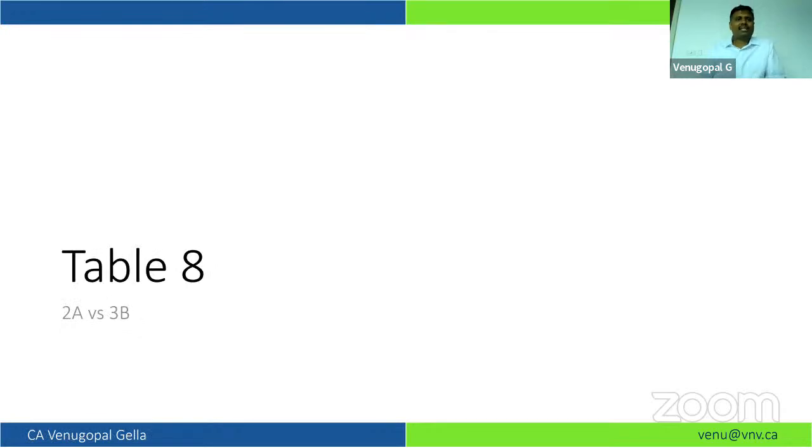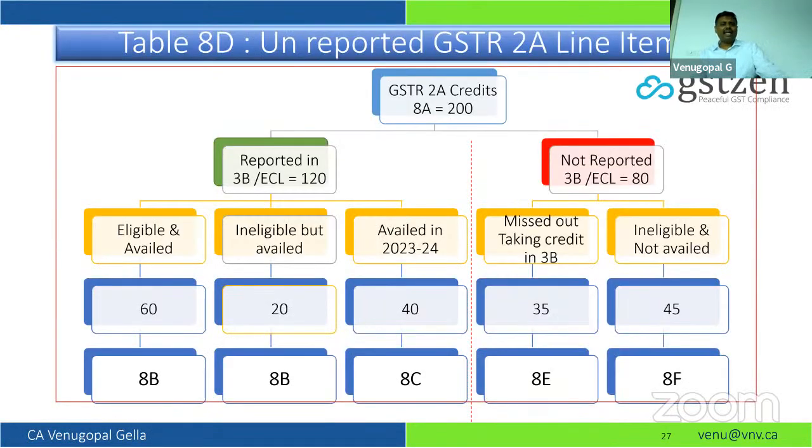Coming to table 8, ideally, this has a relevance till financial year 21-22. Now the credits being availed basis to be, honestly, I don't find any reason for it. Maybe at one point they might remove this, but broadly to understand, the expectation is reconcile the credits of 2A with the credits that you have taken.